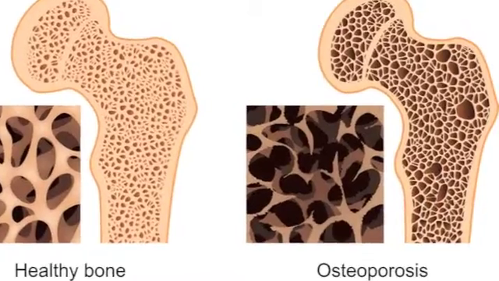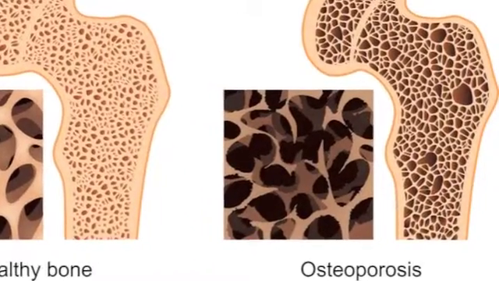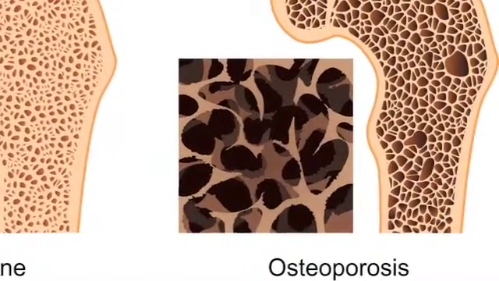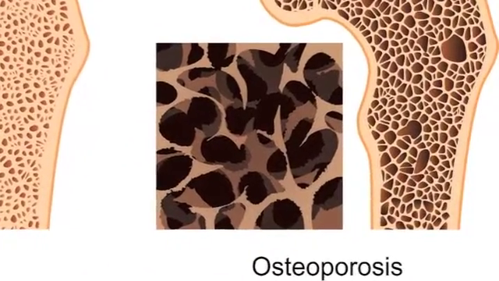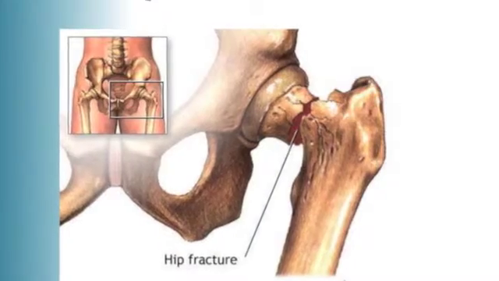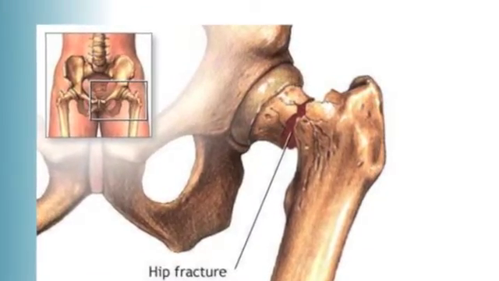Osteoporosis is one of the most common causes of hip fractures. Osteoporosis occurs when the bone becomes weak and the mass of the bone is reduced. Therefore, the bone is more porous and brittle, causing the bone to fracture easily. An osteoporotic fracture occurs at the neck of the femur.